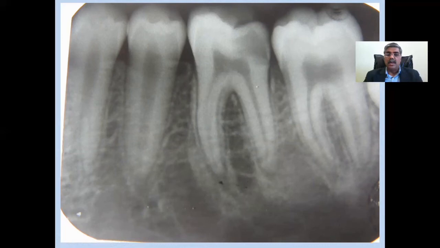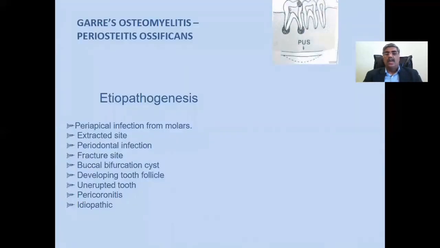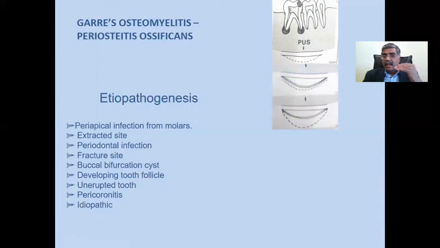suggestive of condensing osteitis. Now, the last pathology that we are going to discuss is called periostitis ossificans. This usually occurs in children with good reparative response. So, the periapical infection producing a periapical pathology, usually a chronic process, results in suppuration. The suppuration lifts the periosteum, and the periosteum forms a new layer of bone.